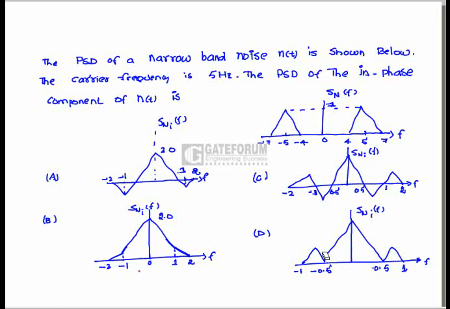In the above question, we need to find the PSD of the in-phase component. So the given data is the PSD of the narrowband noise and the carrier frequency fc equals 5 Hz. To find the PSD of the in-phase component, we need to know the relationship between the narrowband noise PSD as well as the in-phase component. That is given as follows.